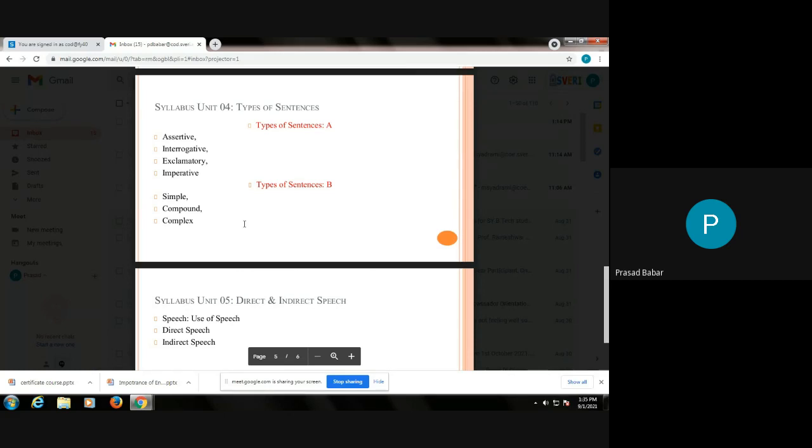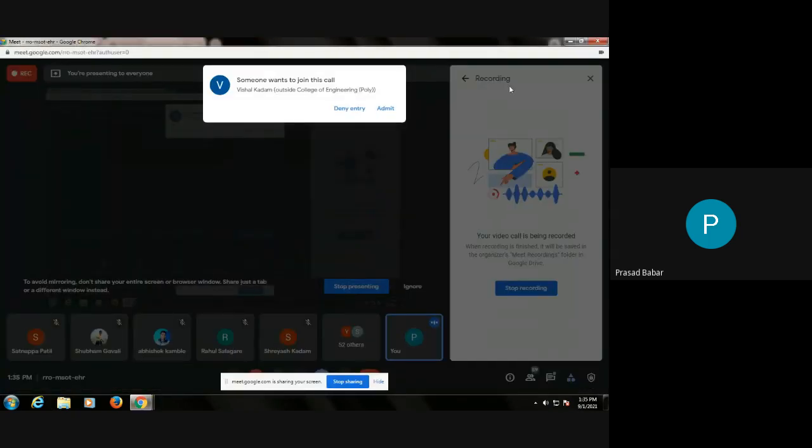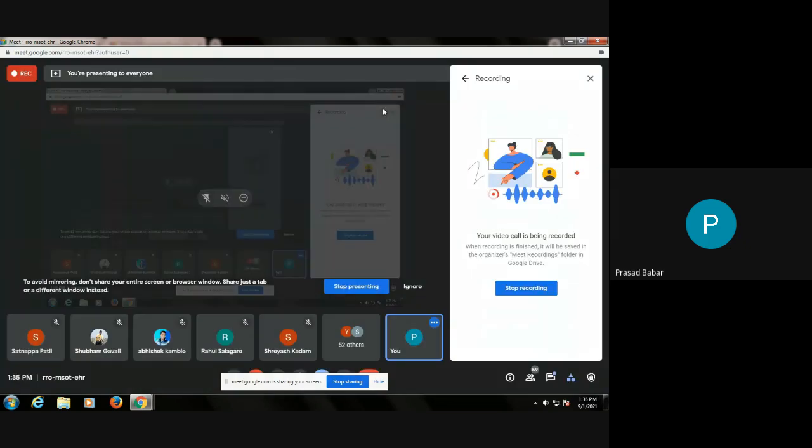The fourth unit is on the types of sentences. In this unit we will be discussing the types of sentences. What is a sentence, what are its types, how many types of sentences are there, that we will discuss in this unit.